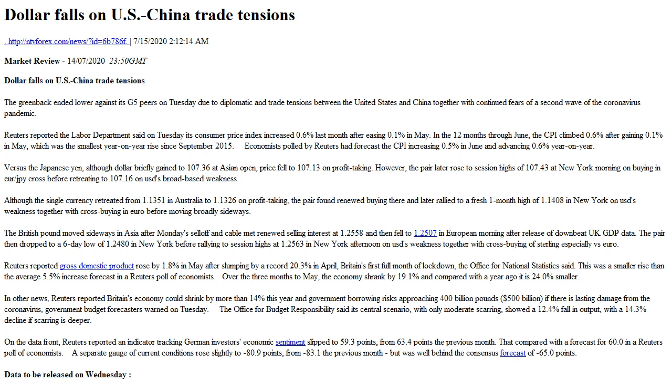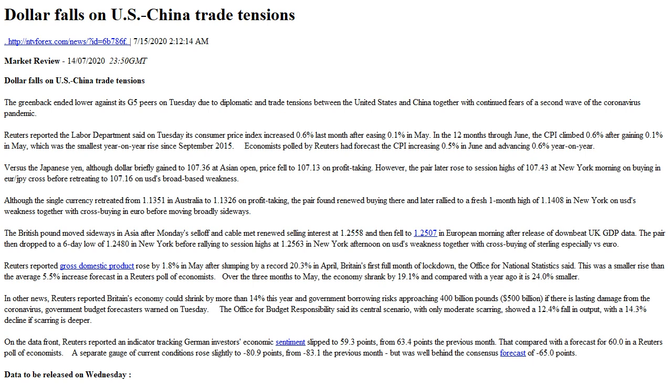Reuters reported the Labor Department said on Tuesday its consumer price index increased 0.6% last month after easing 0.1% in May. In the 12 months through June, the CPI climbed 0.6% after gaining 0.1% in May, which was the smallest year-on-year rise since September 2015. Economists polled by Reuters had forecast the CPI increasing 0.5% in June and advancing 0.6% year-on-year.